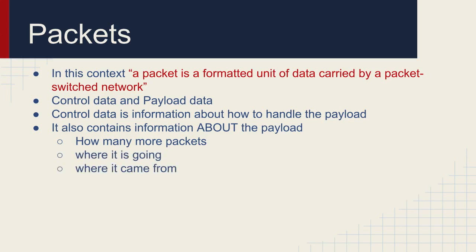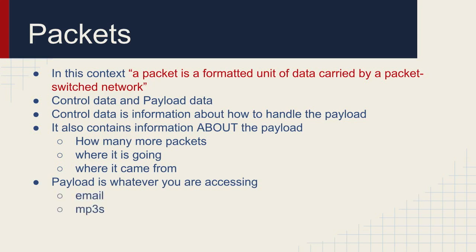Basically, what this means is a packet shows up, and the firewall or whatever application was requesting the information looks at the packet, and the packet will say, I came from this computer, I'm going to that computer, and what I contain is an MP3 file, and this is packet 7 of 5,000. The payload is whatever you're accessing. So, an email, an MP3 file, data from a video game, it's whatever information that packet is transferring.